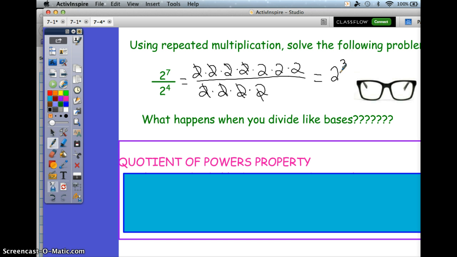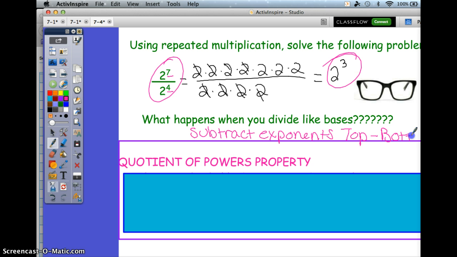So we want to see if we can get from here to here. And I bet you are noticing it. What happens when you divide like powers? Well, notice you would subtract your exponents. 7 minus 4, you would do top minus your bottom. 7 minus 4 gave us an answer of 3.